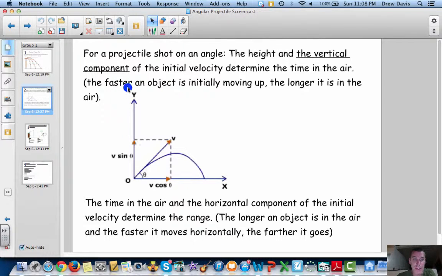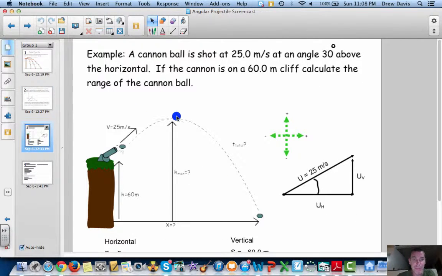So if we look at a question, here's one. A cannonball is shot at 25 meters per second at a 30-degree angle above the horizontal. If the cannon is on a 60-meter cliff, calculate the range of the cannonball. Here's the cannonball, shot at 25 meters per second at a 30-degree angle. So it's going both to the right and up when it's first fired. And what they want to know is how far away from the base of the cliff does it land?